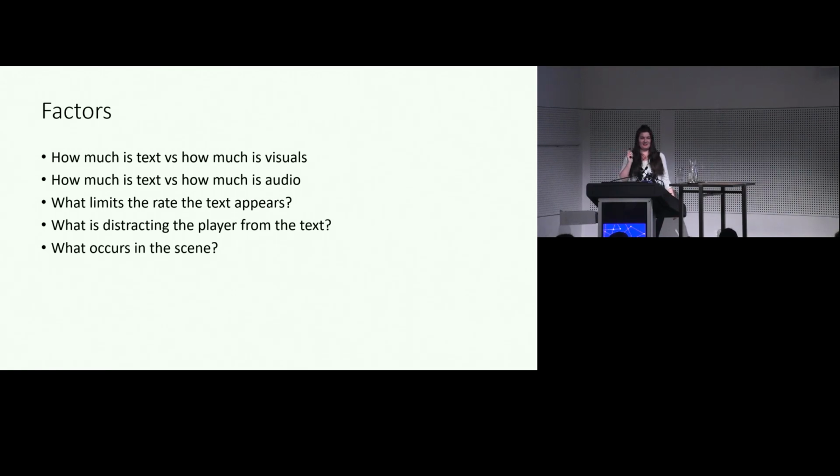Other than those two factors, what limits the rate that the text appears? That can be something in the engine that determines the rate that characters pop up, whether it's an entire text box appearing at once, like in Disco Elysium, or individual characters that kind of scroll along. And then also from one text box to the next, what is sort of creating the gaps between them? What's distracting the player from the text?